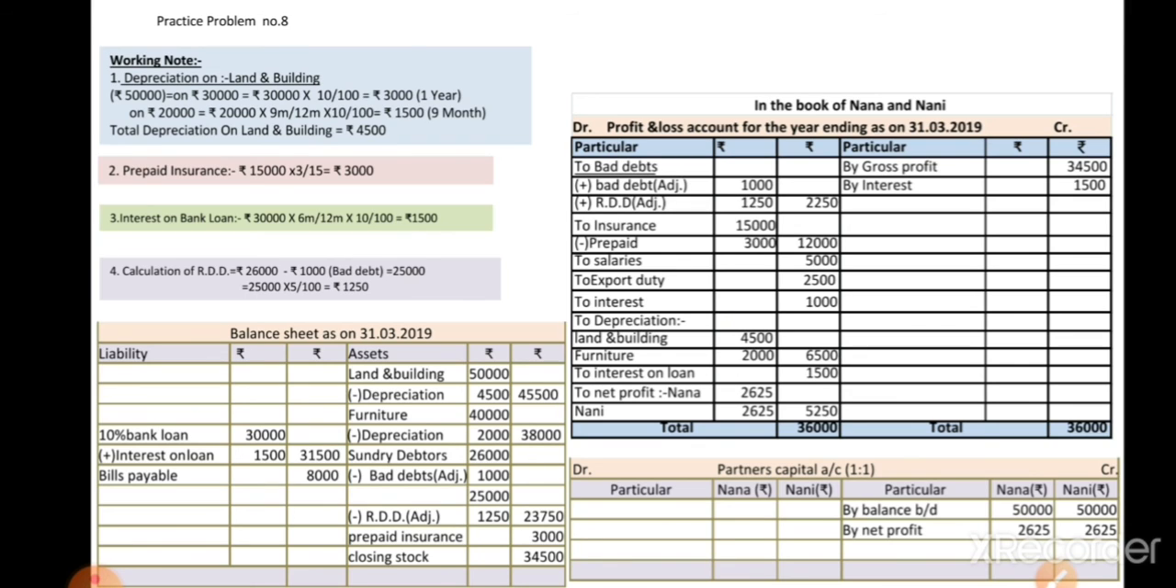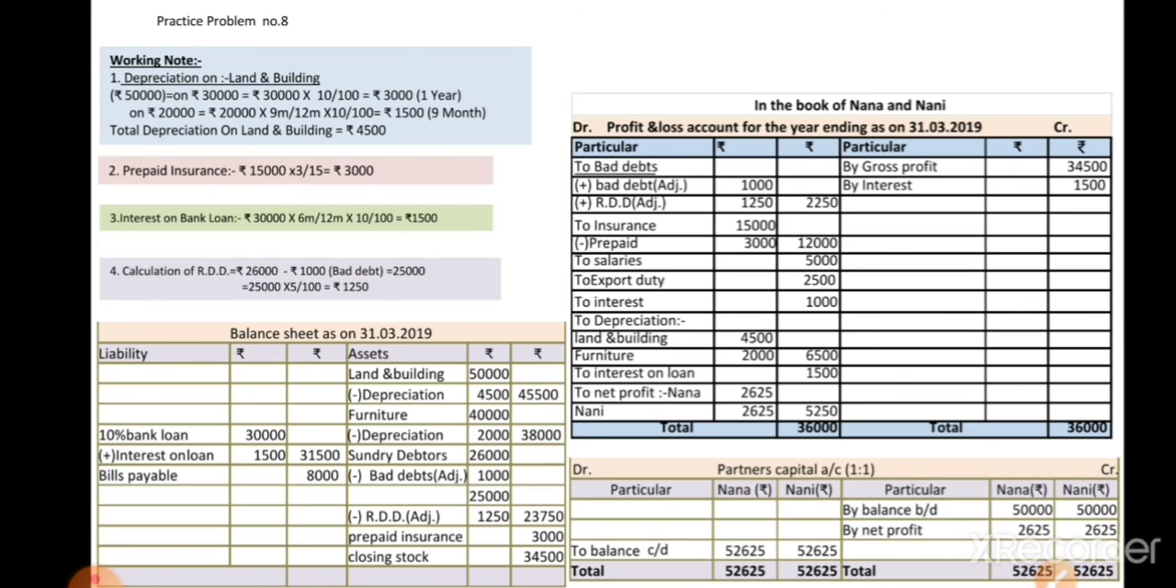Now we close the partners capital account. Here we see that nothing is recorded in the debit side of the partners capital account. So first of all we close Nana's capital account. Credit total of Nana is 50,000 plus 2,625, that is, the total of credit side is 52,625. So it is the closing balance of the capital account of Nana. So we show it in the debit side as by balance carried down, Nana's column 52,625. Then we close Nani's capital account.